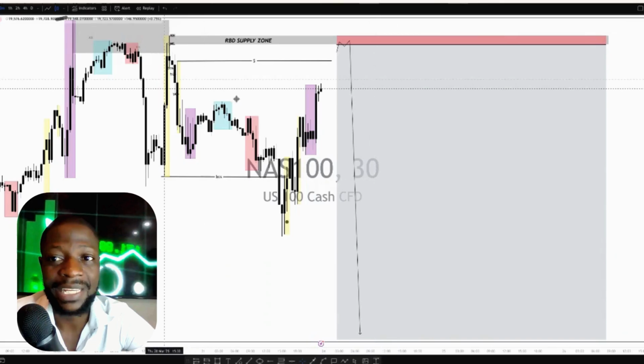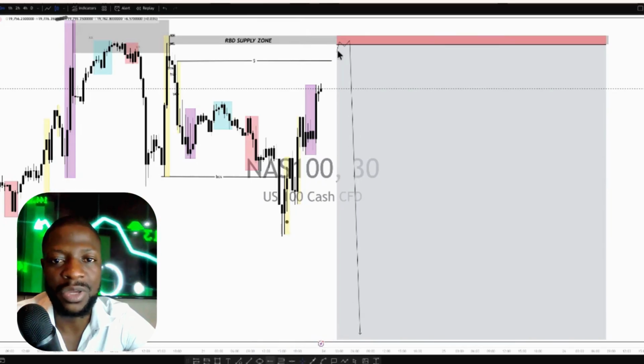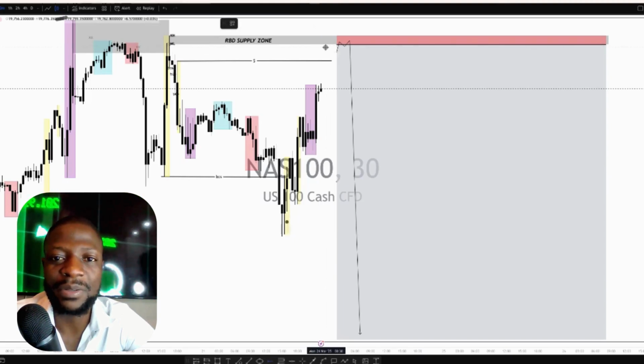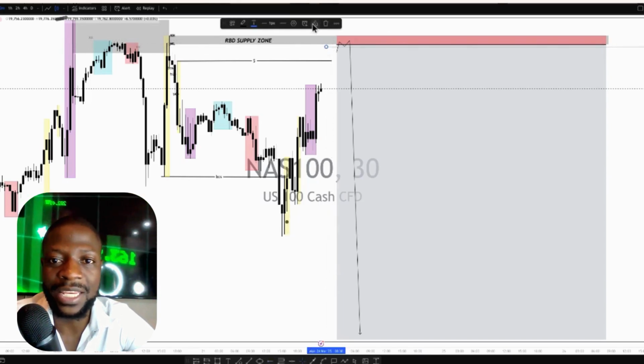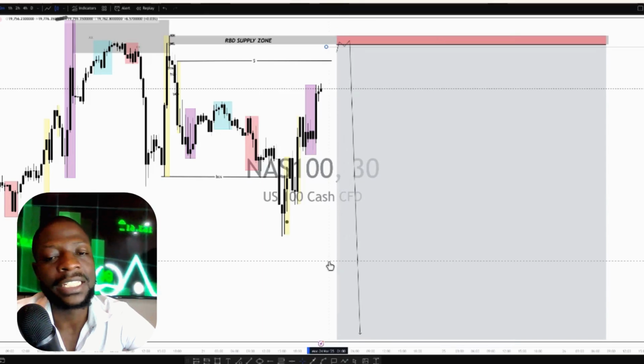As long as the market gives me an opportunity to actually enter, I'll be able to do that. And like always, what I do here is I set an alert, and then once the market comes here, I'll be notified whether to enter into this particular trade or to just stay away.